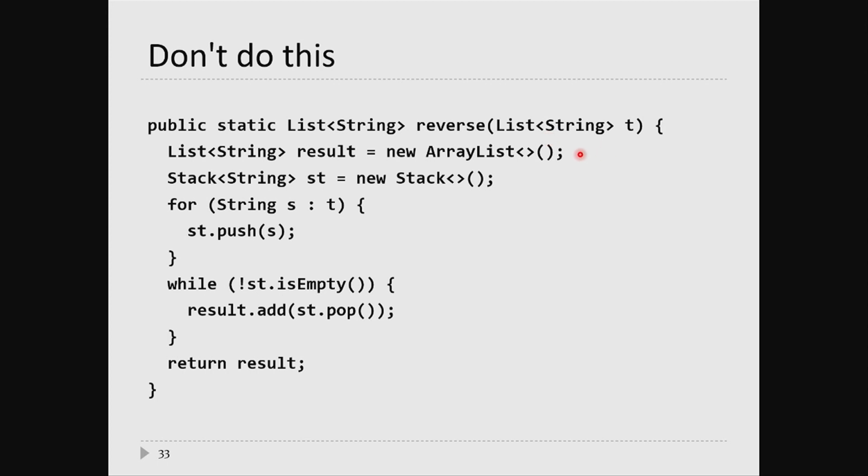Okay, so how does this work? Well, first I make a list to return. That's my result. Then I make a stack. What do I do with the stack? Well, I just loop over the original list. So for each string S in the original list, I'm just going to push the strings onto the stack. So now I've copied all the elements from the original list and put them into a stack. And then while the stack is not empty, so while there's something on the stack, I'm going to pop the stack, and I'm going to add the element to the result. And I claim that that reverses the list.